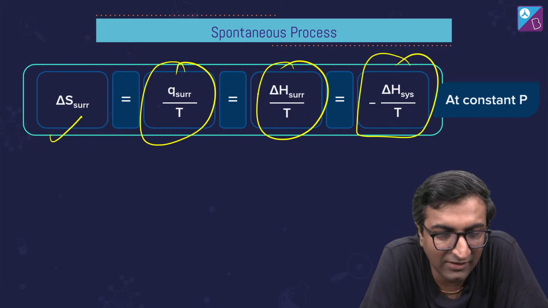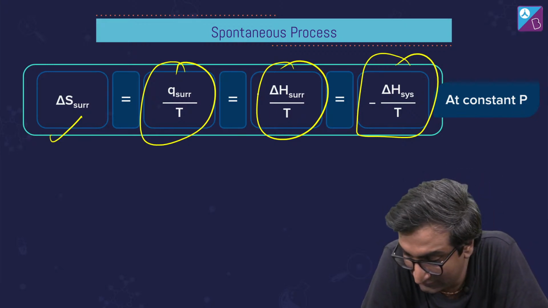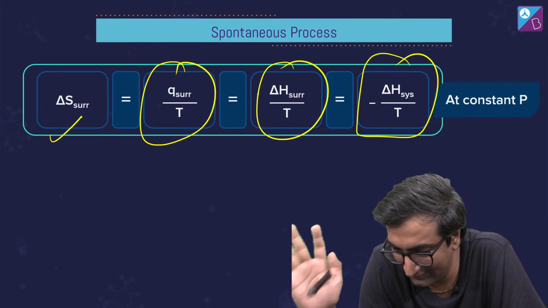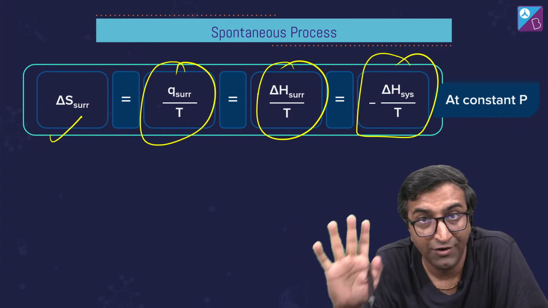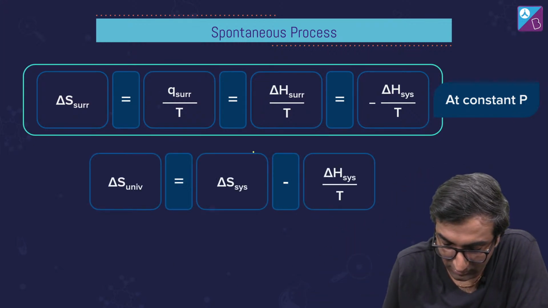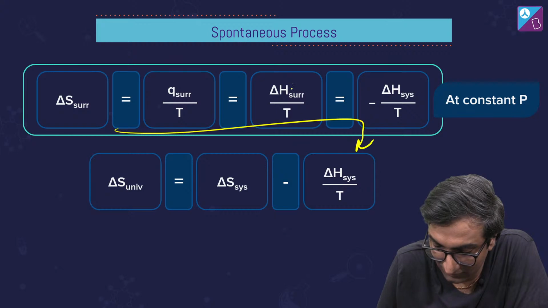ज़्यादा हो गया? Anything that you don't understand, please stop and ask me. But the notes are going to be given to you. तो आपको लिखने की जरूरत नहीं. Just try and follow the derivation. So now I can say that delta S surrounding is going to be this value, right? Minus delta H system by T.